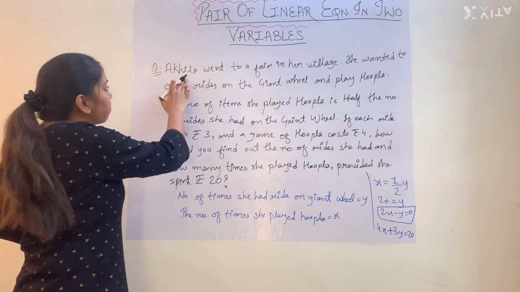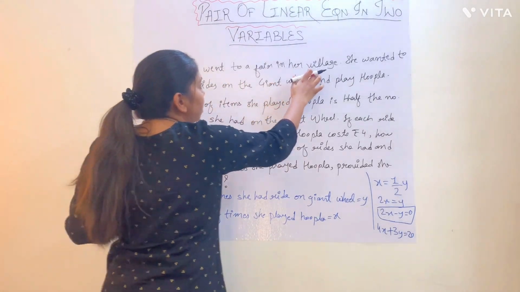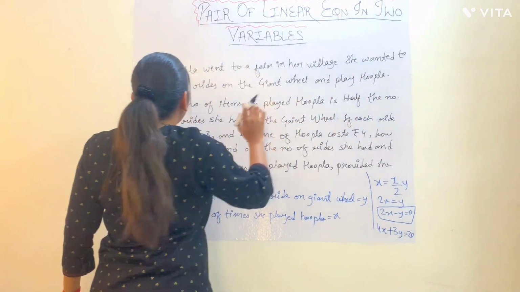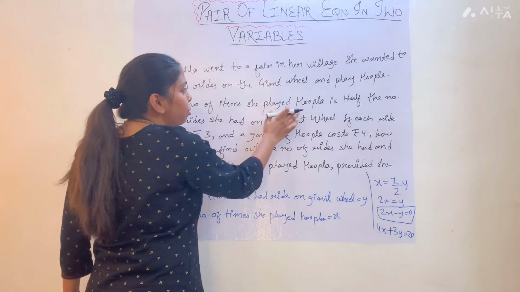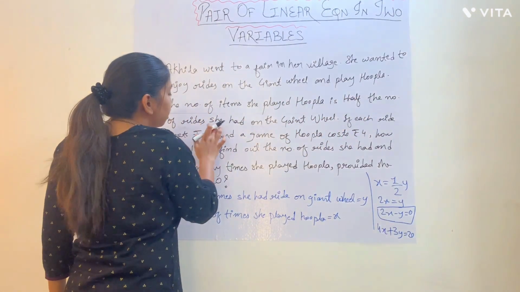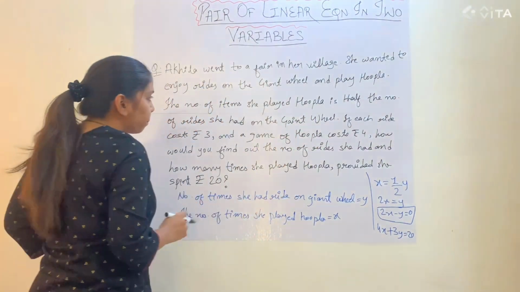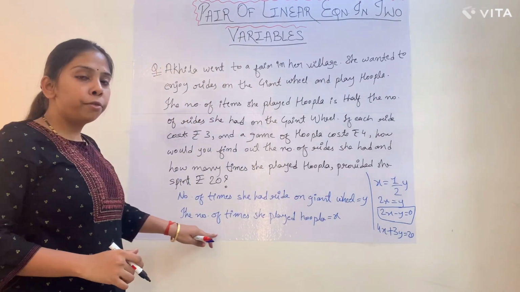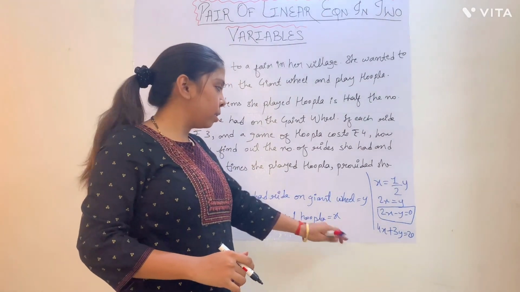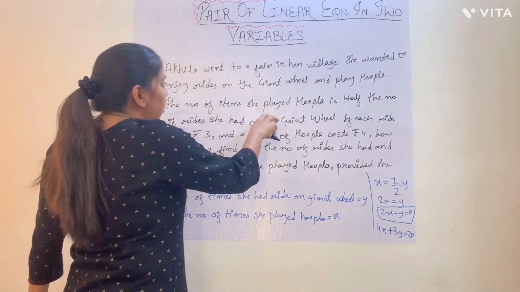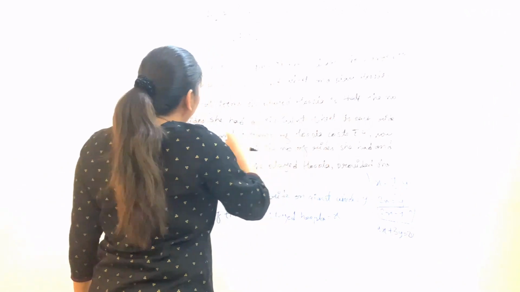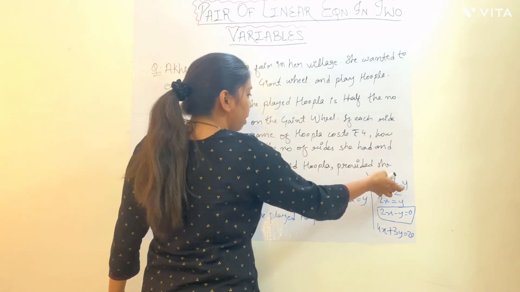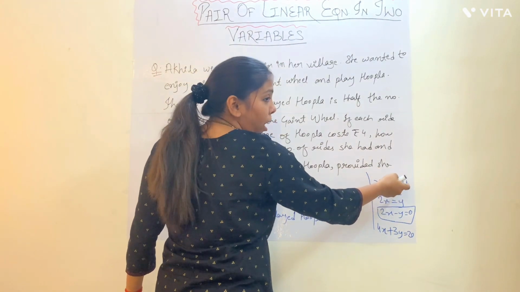Let's take one question. Akila went to a fair in her village. She wanted to enjoy rides on the giant wheel and play hoopla. The number of times she played hoopla is half the number of rides she had on the giant wheel. The number of rides on the giant wheel is y, and the number of times she played hoopla is x. So what is the equation? The number of hoopla plays is x and the number of rides is y. So x is equal to half of y.